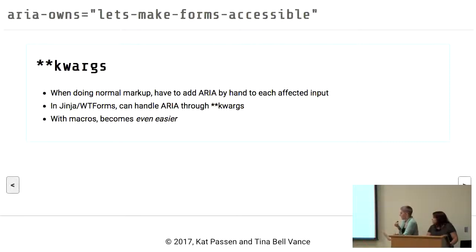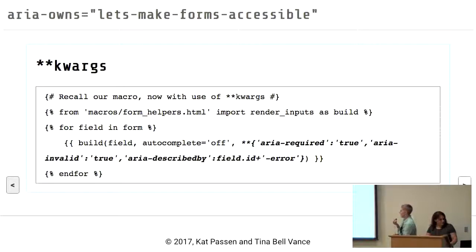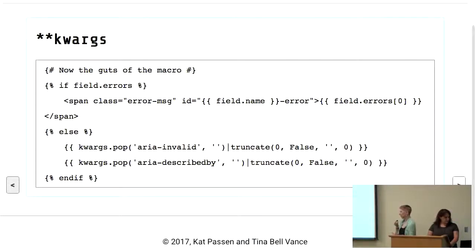So we can pass these aria tags through with the keyword arguments, and then Jinja and WTForms can do all of the magic necessary for us. And with a macro, this is super easy. So next. This is our macro. This is how we call it. So we import it, and then for each field in our form, we call the macro and pass in through the keyword arguments aria-required, aria-invalid, aria-described-by. And this is for both errors and non-errors, and we're going to do some science in the macro to make sure that this acts accordingly.